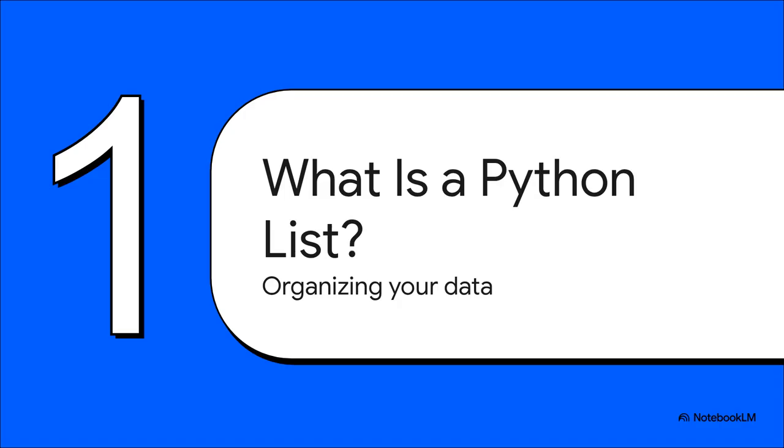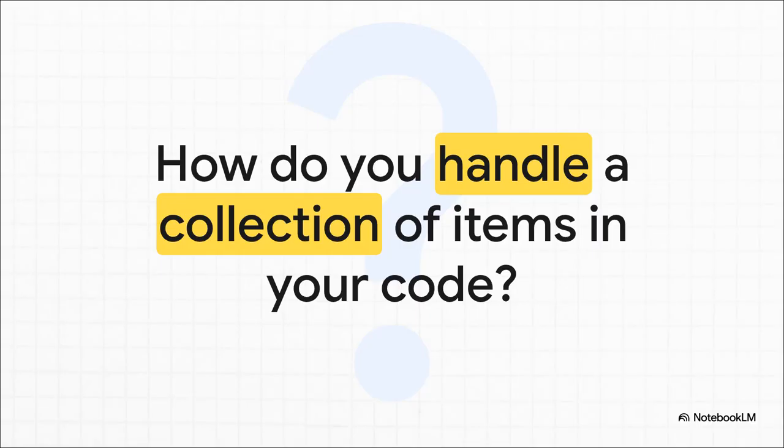Okay, first things first. Let's get right to it and answer that big question. What exactly is a Python list? And maybe more importantly, why is it something you're going to use constantly in your code? So think about this for a second. In your code, you're not always just dealing with one thing at a time, right? Not just a single name or a single number. What happens when you have a whole bunch of related things? How do you keep all that stuff organized and easy to get to?